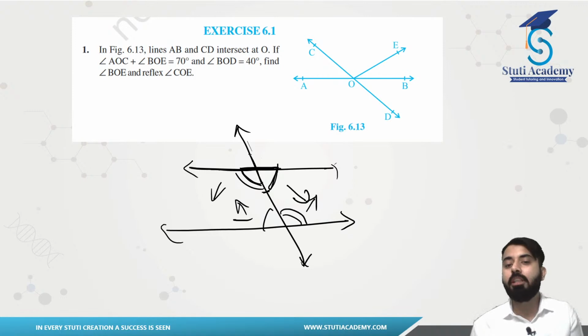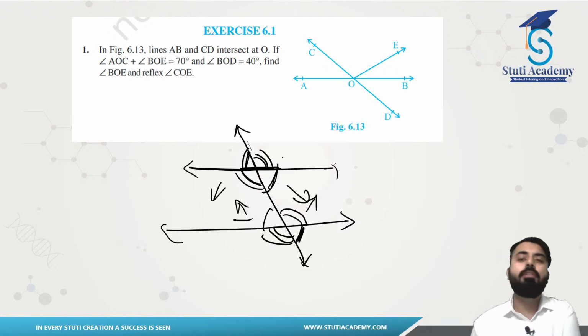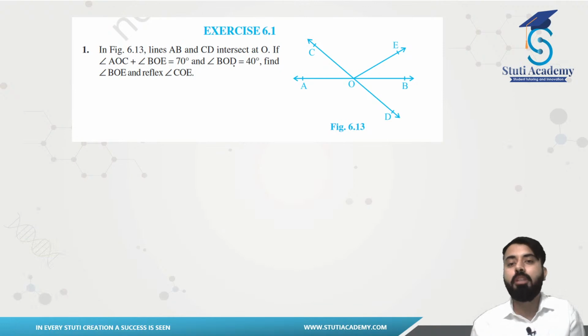Similarly, you had alternate exteriors. So those angles which were separated by your transversal, but they were lying on the outside of the parallel lines and they were facing away from each other. Like this angle right here will be same as this angle right here. Similarly, that one will be same as that one. So these were all things that we had discussed earlier. Now I'm going to begin with these. I hope you guys can recall each and everything.